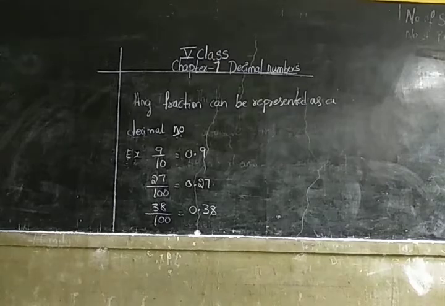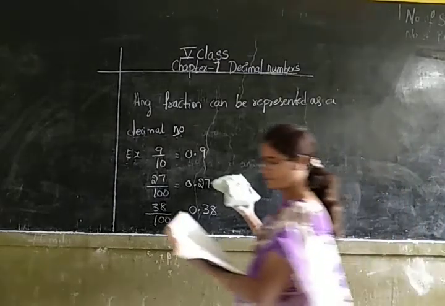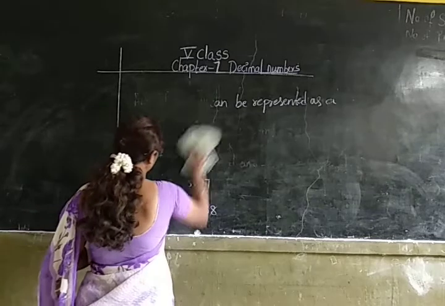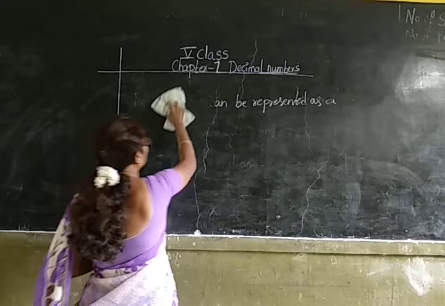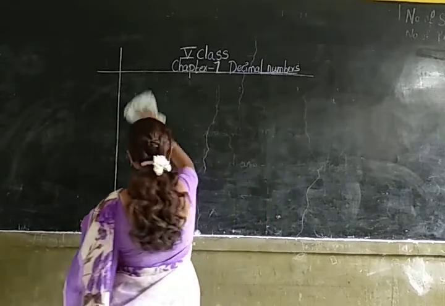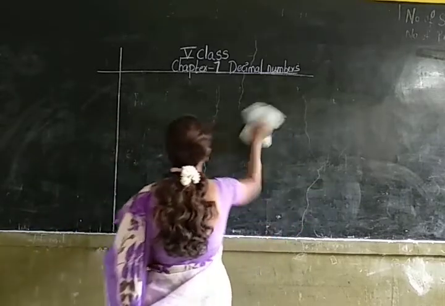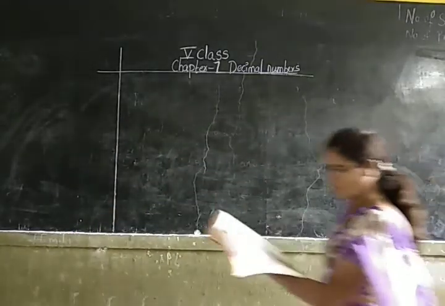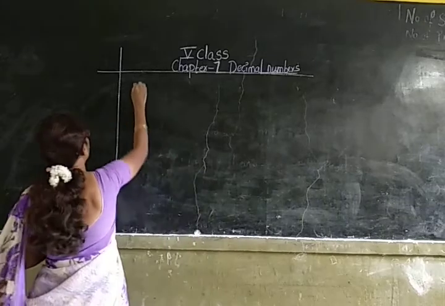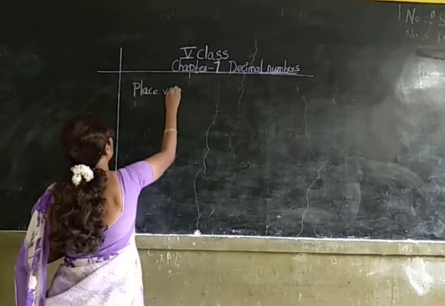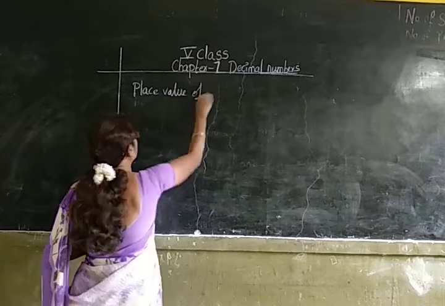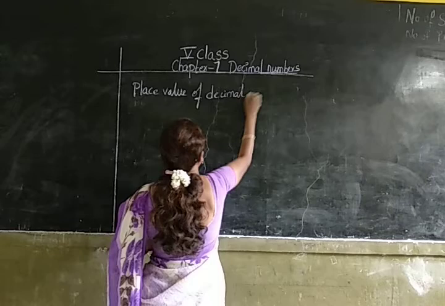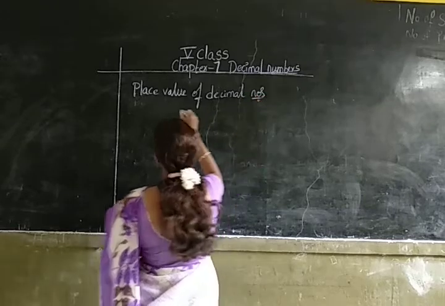Now I have told you the parts in a decimal number, how to read a decimal number, and how a decimal number can be written as a fraction. Okay children. Now let us learn about the place value of decimal numbers.